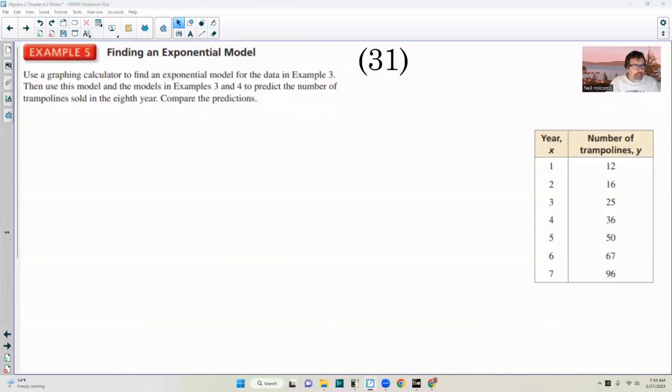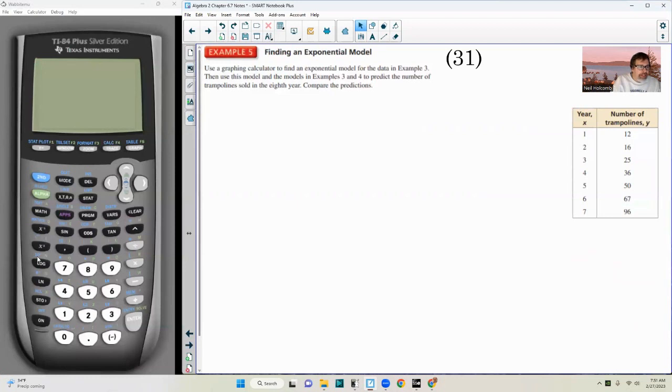Okay, example 5 is finding an exponential model. It says to use a graphing calculator to find an exponential model for the data in example 3. So again, here's the data in example 3. Here's my calculator. So how you do that is you turn it on. You press the stat button. This brings you to this screen. You want to leave it where it is. You want to edit the data by entering it into a table.